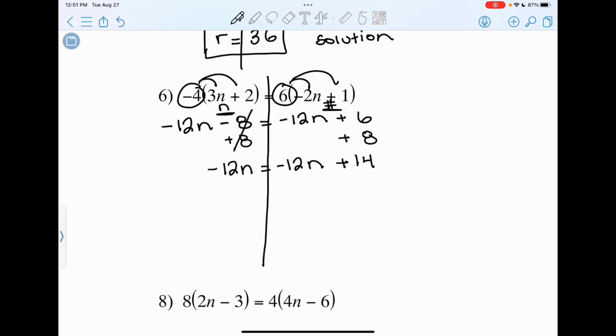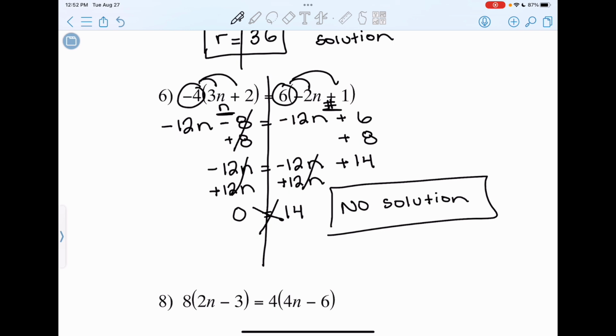That negative 12n on the right is on the wrong side, so I'm going to add 12n to both sides. And on both sides they cancel out, so on the left I have 0 is equal to that 14. This is not true. Whenever your variable cancels out and the two sides of the equation don't match, that's when you have no solution. So 0 does not equal 14. That's an example of no solution.